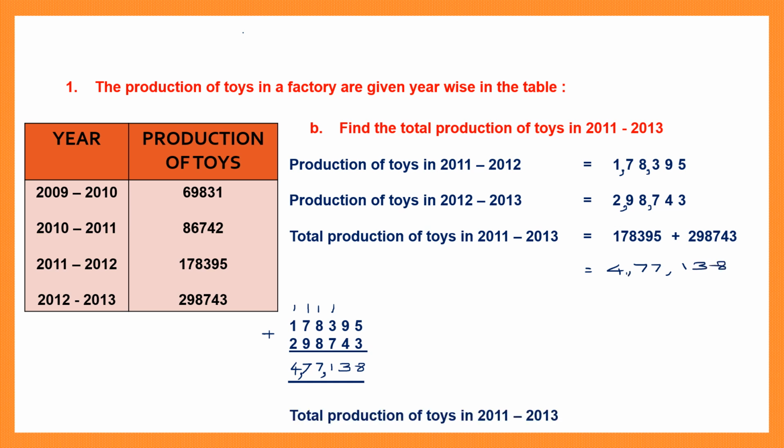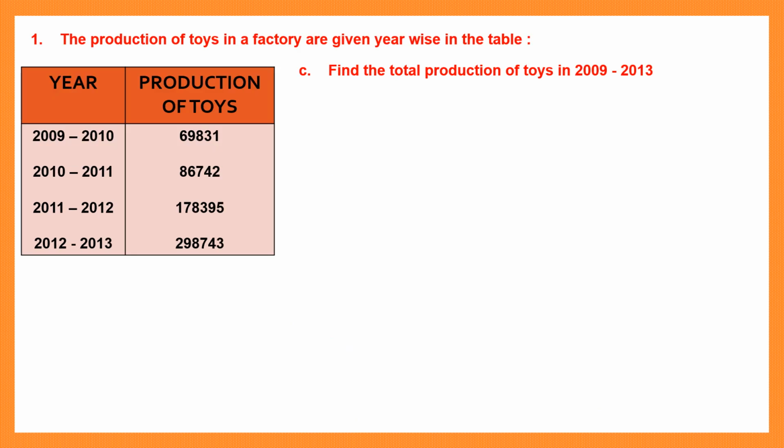So a final answer, let's write it down. Total production of toys in 2011 to 2013 is 4,77,138. Question C. Find the total production of toys in 2009 to 2013. So 2009 is here and 2013 is still here, all four. So we need to start from here and go up to 2013.